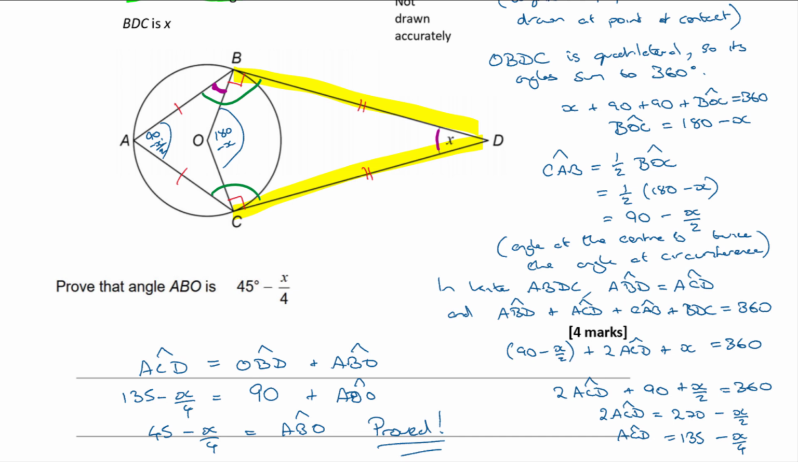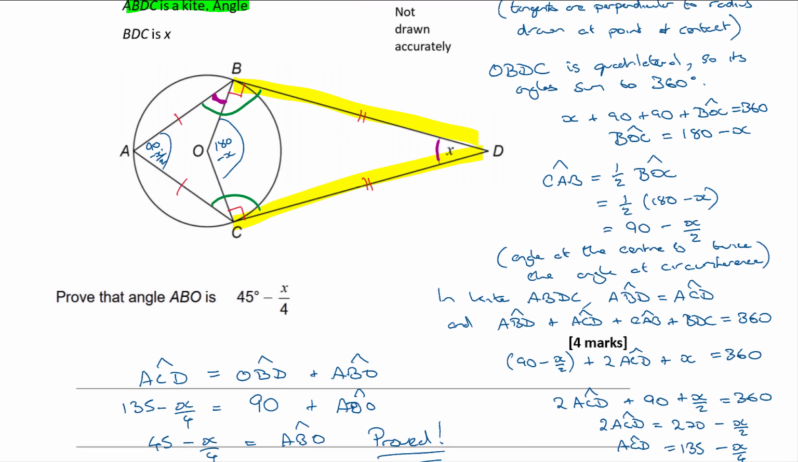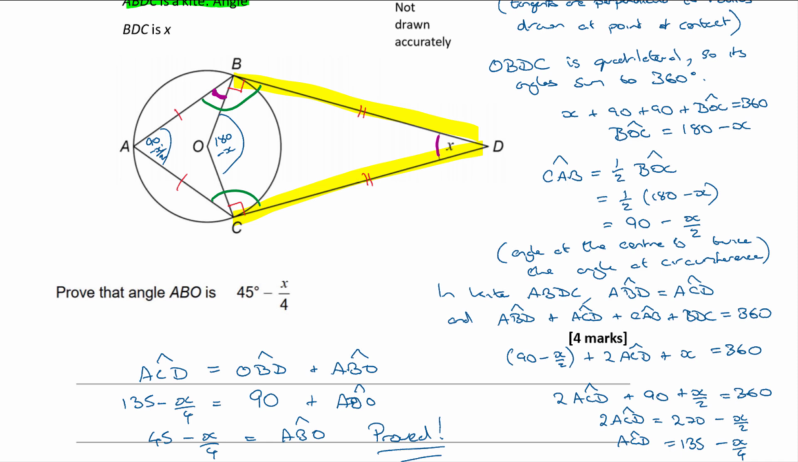So just running through that again from the top, we used the fact that tangents and radius is at right angles to find those right angles. Then we used the quadrilateral OBDC to find the angle at the center, and then once we had the angle at the center, we found the angle at the circumference, that's at A, and then we used the kite to find ABD, and then we took away 90 and we found ABO. Awesome, good job.